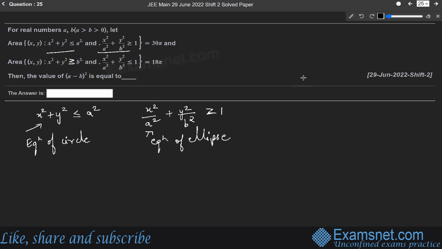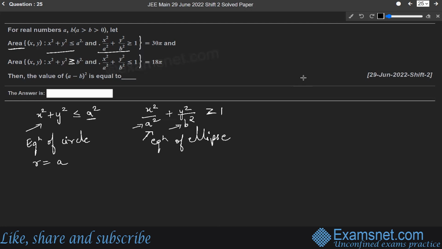Now, if this is the equation of a circle, then here the radius is a, and this is the equation of an ellipse. It means a is the semi-major axis and b is the semi-minor axis. Okay, we have to calculate the area. So what is the area of the circle and the area of the ellipse?